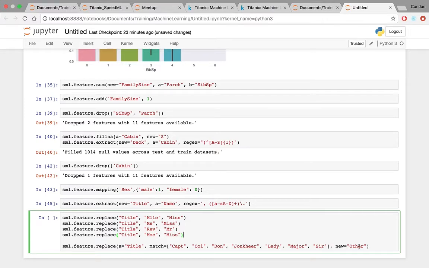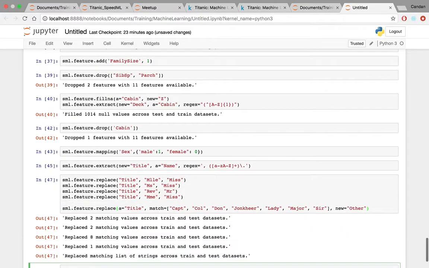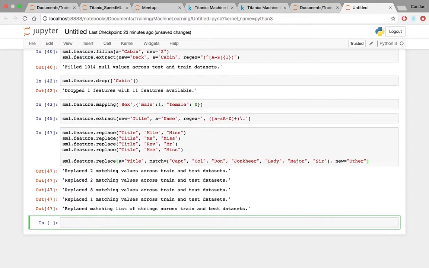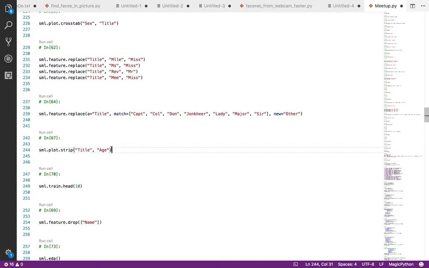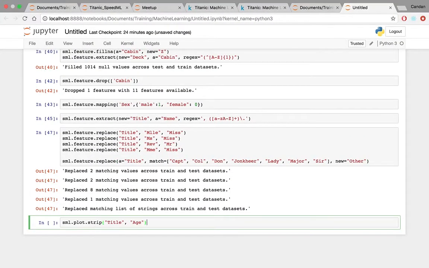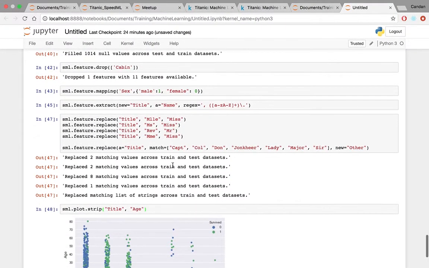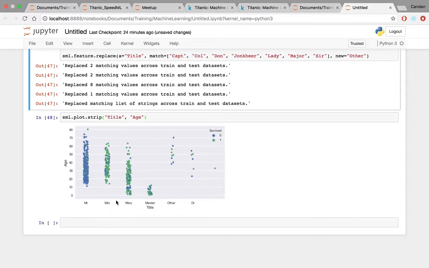Because I can't deal with a lot of titles, and because their numbers are not that big, I am going to remove them from my data, so it will be good to analyze. So let's take a look at the age and title. That's also a good correlation. So as you can see, Mr. usually couldn't survive.